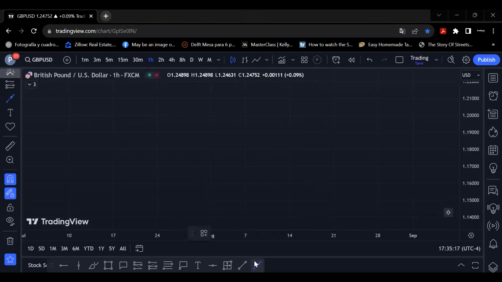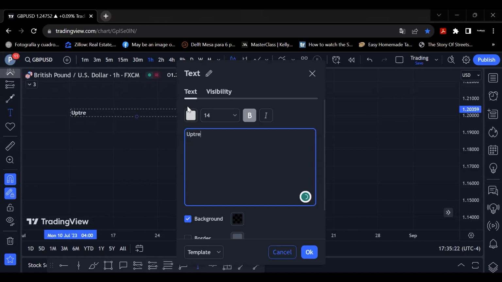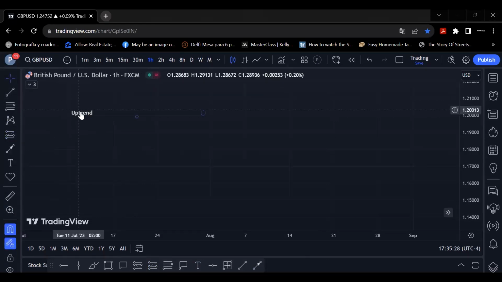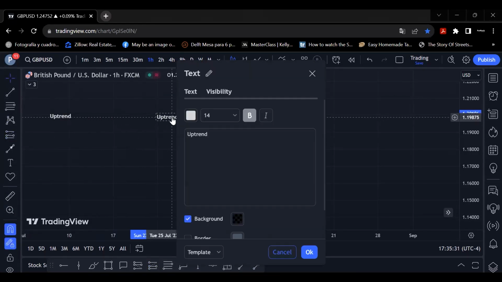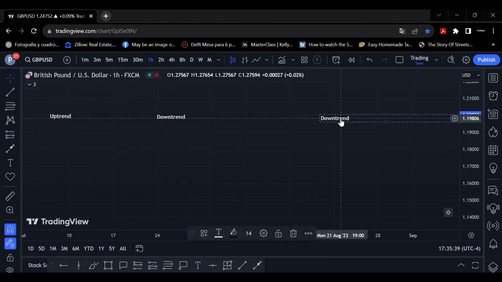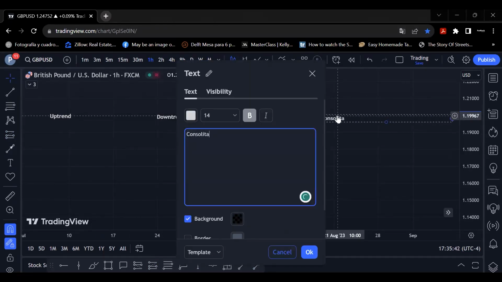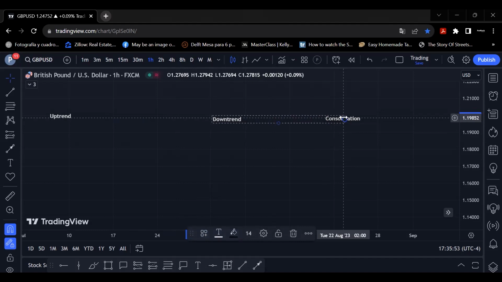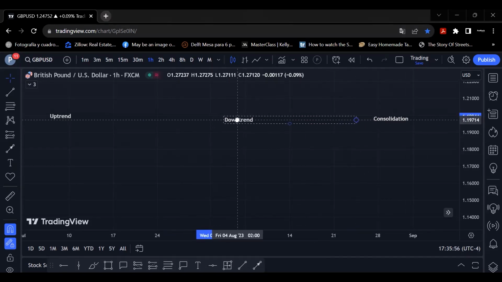First, let's talk about this here so you guys can see it a little more visually. We have what's called an uptrend. Downtrend. And consolidation. Like I mentioned, an uptrend is when a market is trending upwards.